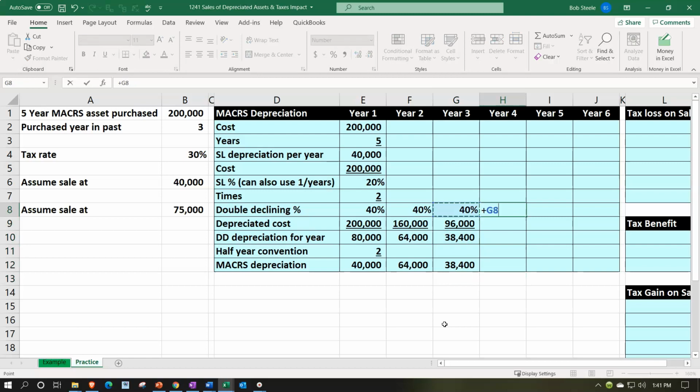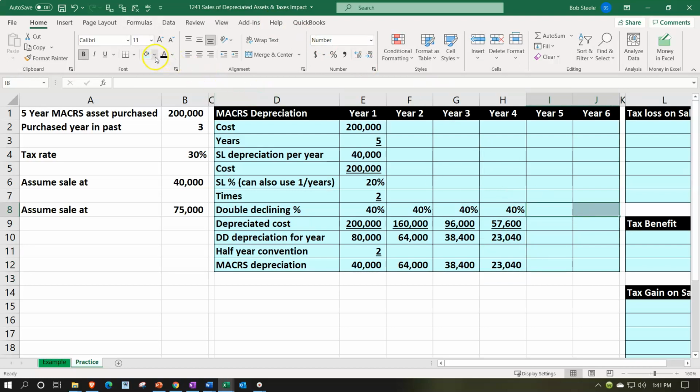The entire year, once again, 40% for year 4, moving on to year 4. And now we have the 96 minus the 38.4. Underlining that, then we got the 57.6 times the 40% gives us the 23. And then the last two, they kind of deviate a little bit, so we'll deviate a little bit from our double declining.